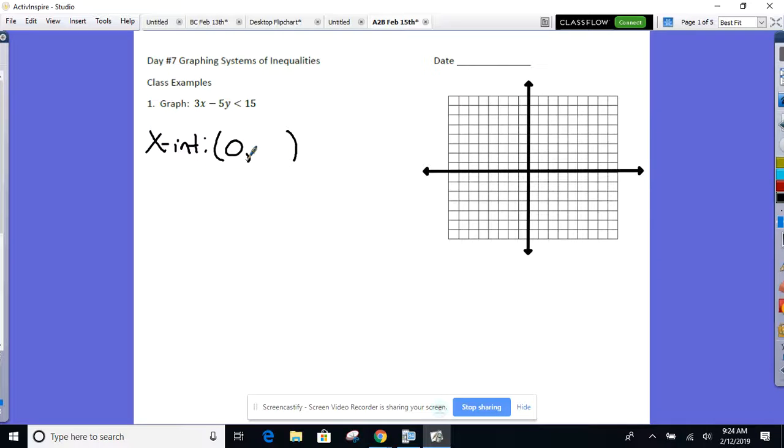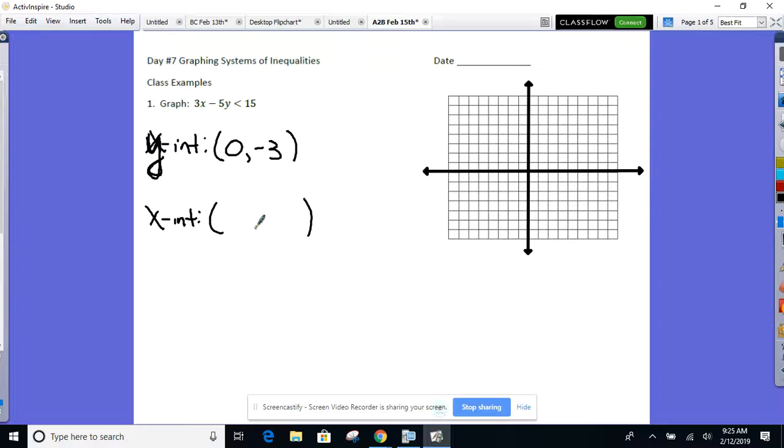So everyone, pretend there's a 0 there. What happens? Go on. You're left with negative 5y and 15. Divide both sides by negative 5. What's your y value? Negative 3. There's your first point: 0, negative 3. Oh, I'm sorry, that's your y-intercept. My fault. That's your y-intercept. It's on the y-axis.